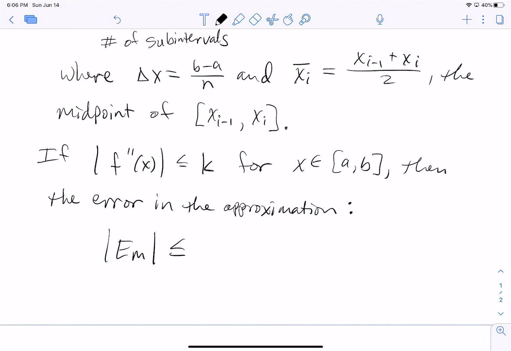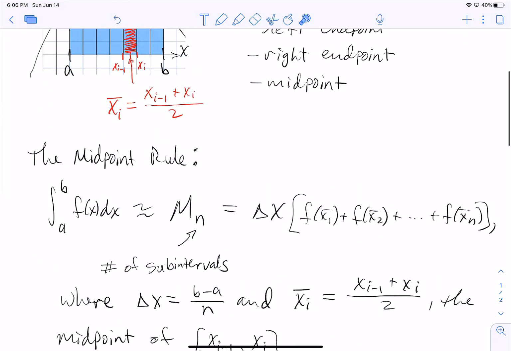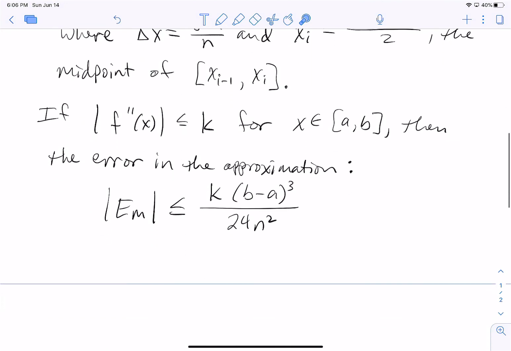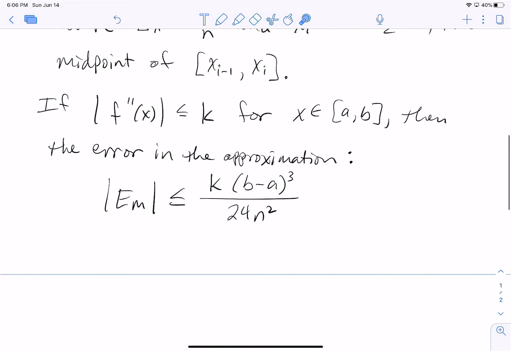And it's less than or equal to that k that we just looked at times the quantity of b minus a cubed divided by 24 n squared. N is the number of subintervals. B minus a, well, that's the width of the interval to begin with, right? The a and b endpoints. As far as k, I'll show you how to figure out k. It's a value that the second derivative is never bigger than over the interval in question.